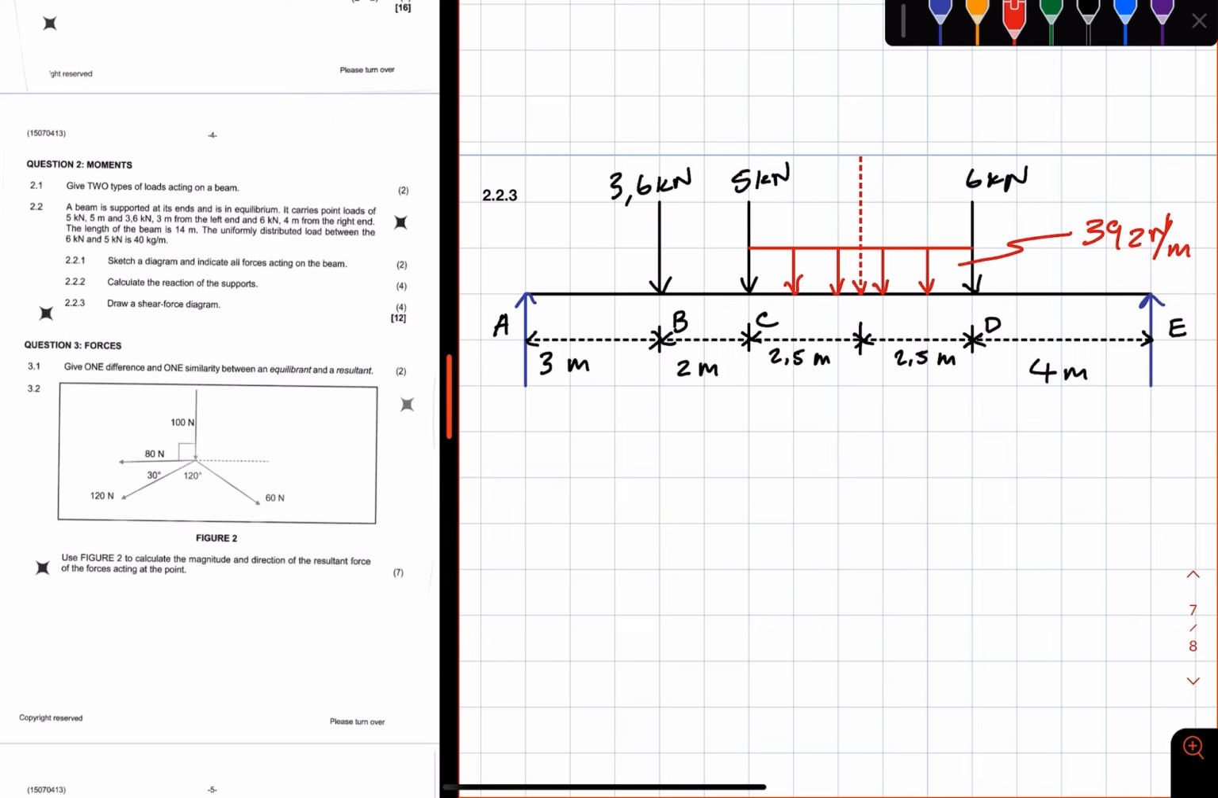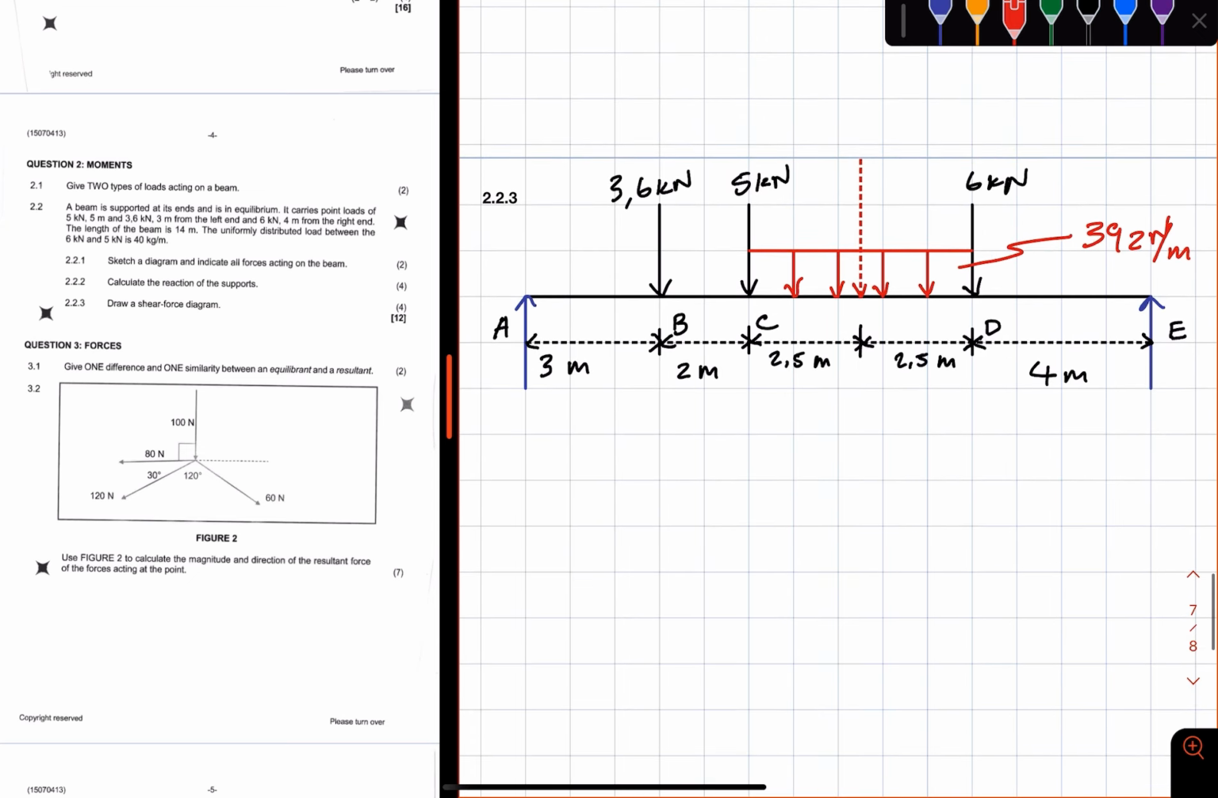So now we need to draw our shear force diagram, right? To draw our shear force diagram, we need to show our sections. Now, as far as sections, I always tell students to section the beam on the right hand side of each point. Now we have how many points here? A, B, C, D, E, right? 1, 2, 3, 4, 5. We have 5 points, right? So we're going to section the beam on the right hand side of each point, right?